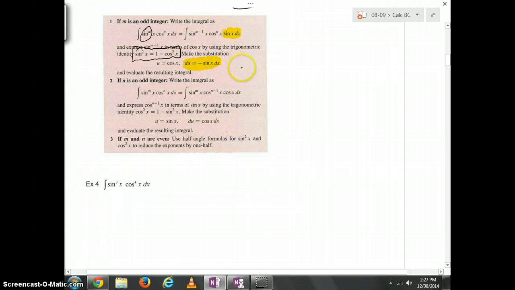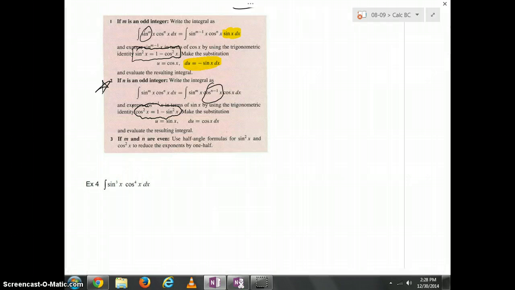In a similar fashion for number 2, if cosine was raised to an odd power, do the same thing. Take one cosine out. You now have cosine to the n minus 1, which is an even power. Go back to this Pythagorean identity of cosine squared being 1 minus sine squared, and make a substitution that u would equal sine of x. And you'll see good things happening.